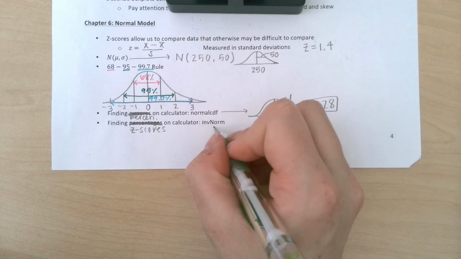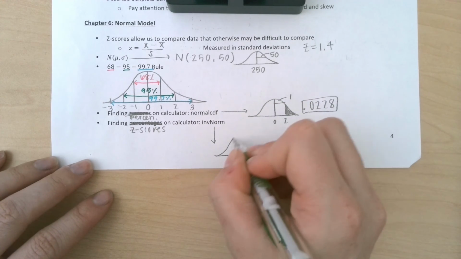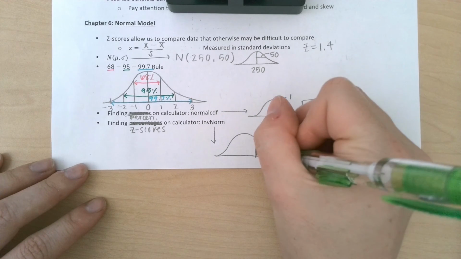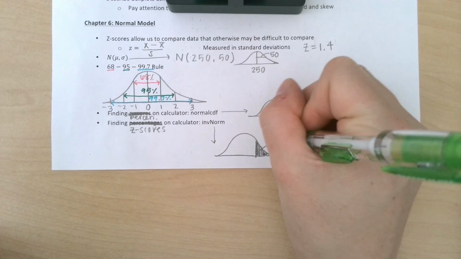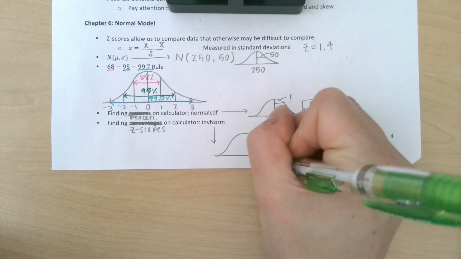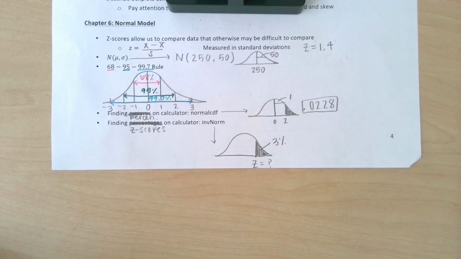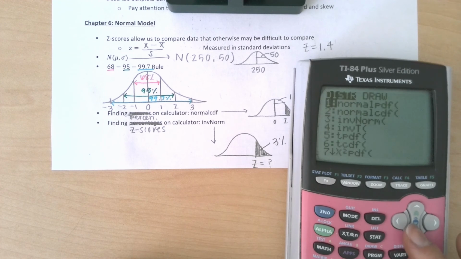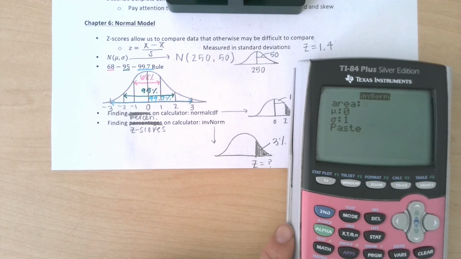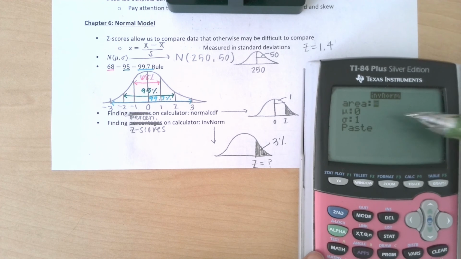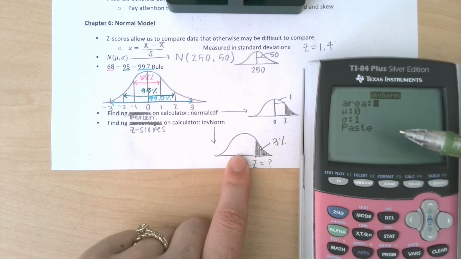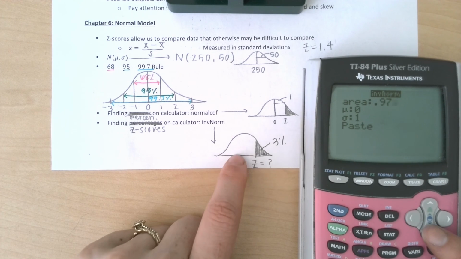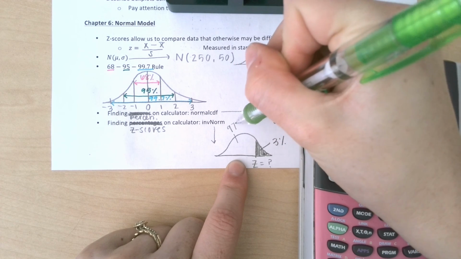If we're using inverse norm, the question's going to be in the opposite direction. So maybe I tell you that this right here, instead of this like 2%, maybe this is, let's say 3%. And we want to find what this z-score is. If we're searching for that z-score, we're going to use inverse norm. So second vars, inverse norm. If you have an older calculator like mine, this area is only the area on the left-hand side. So I don't want to type in 0.03. I actually want to do 0.97 since there's 97% on this left.